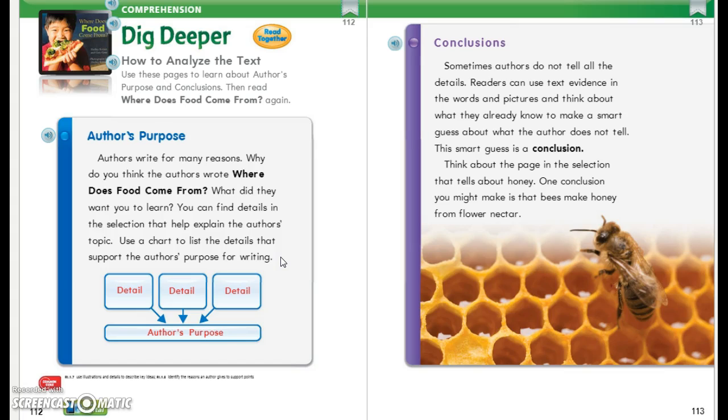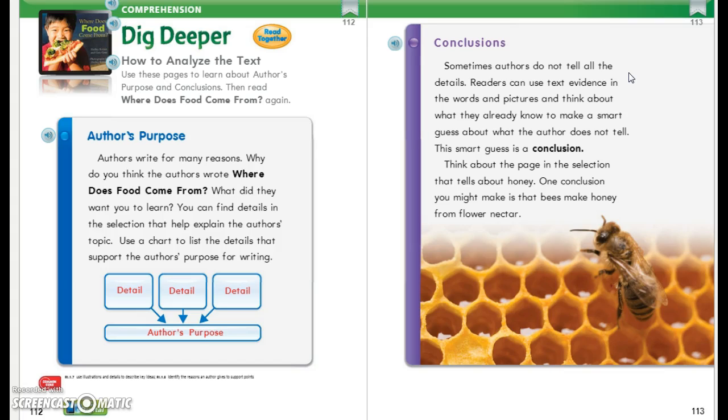Conclusions. Sometimes authors do not tell all the details. Readers can use text evidence in the words and pictures and think about what they already know to make a smart guess about what the author does not tell. This smart guess is a conclusion. Think about the page in the selection that tells about honey. One conclusion you might make is that bees make honey from flower nectar.